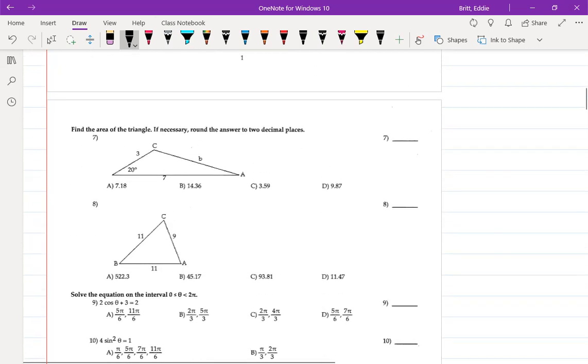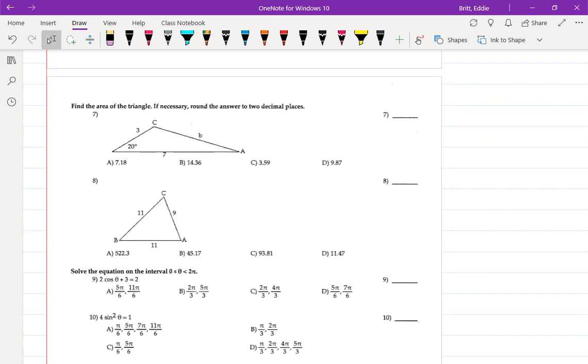All right. On problem number 7, it says find the area of the triangle. If necessary, round the answer to 2 decimal places. So it is going to be necessary to round because of the formula that we use. Now remember, your book for some reason uses K as the variable. I mean, it doesn't matter. I usually use A, but all we need are 2 sides and the included angle measure that they make.